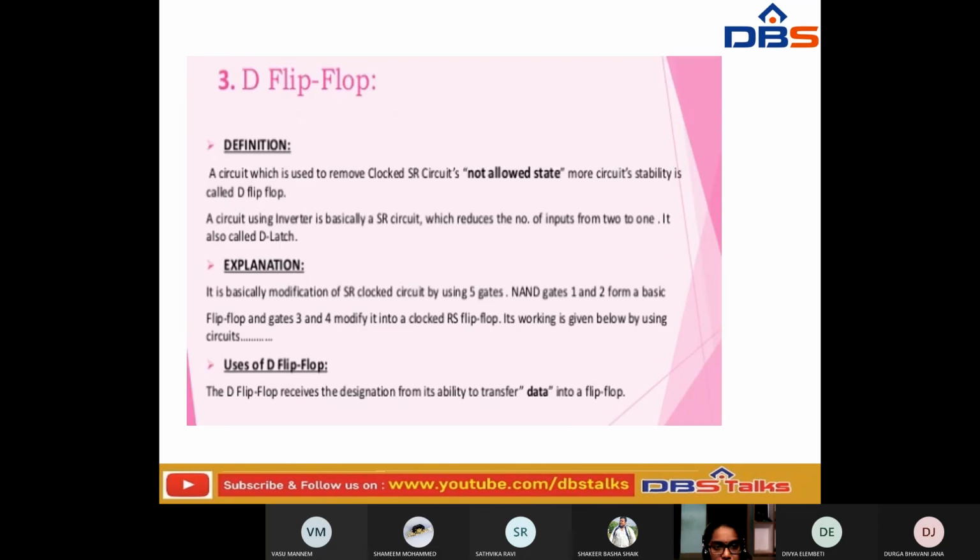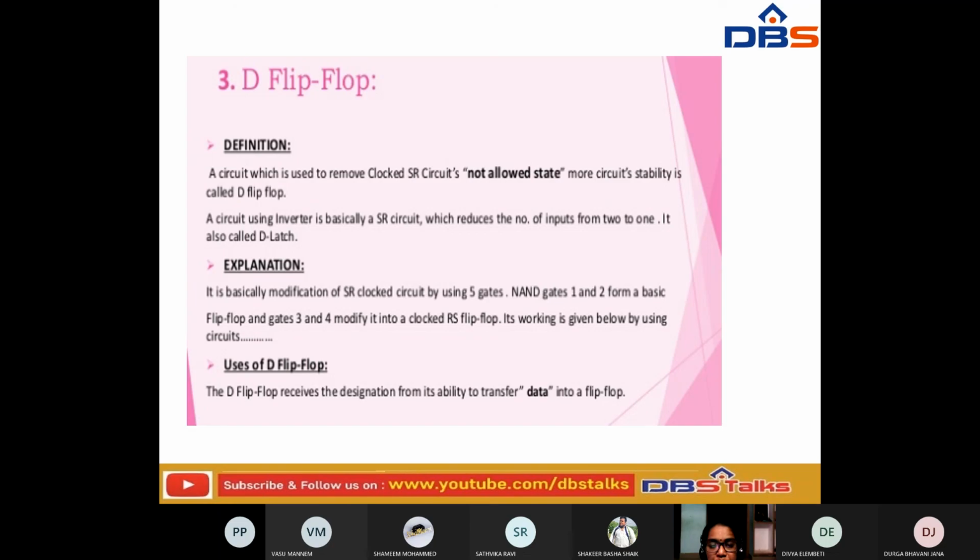So now let us see about the D flip-flop. The D flip-flop is the circuit which is used to remove the not allowed state of the clocked SR circuit and keep the circuit stable. A circuit using an inverter is basically this. If it reduces the number of inputs from 2 to 1, then we can say it is a D latch.